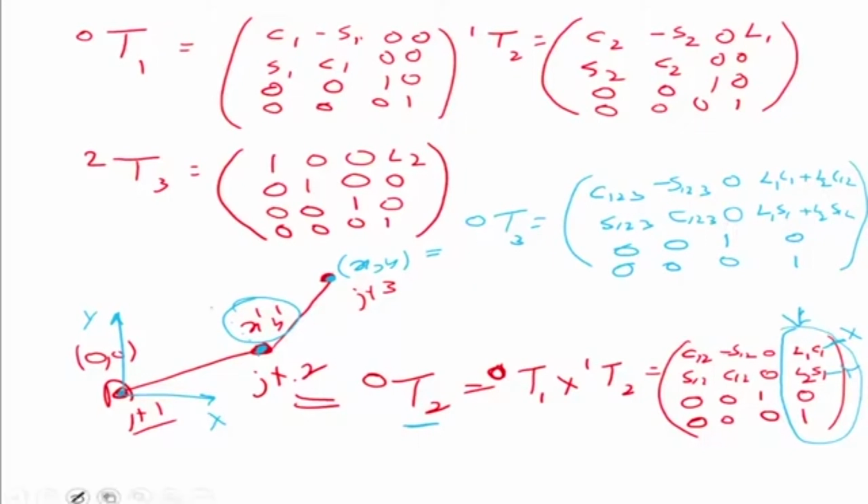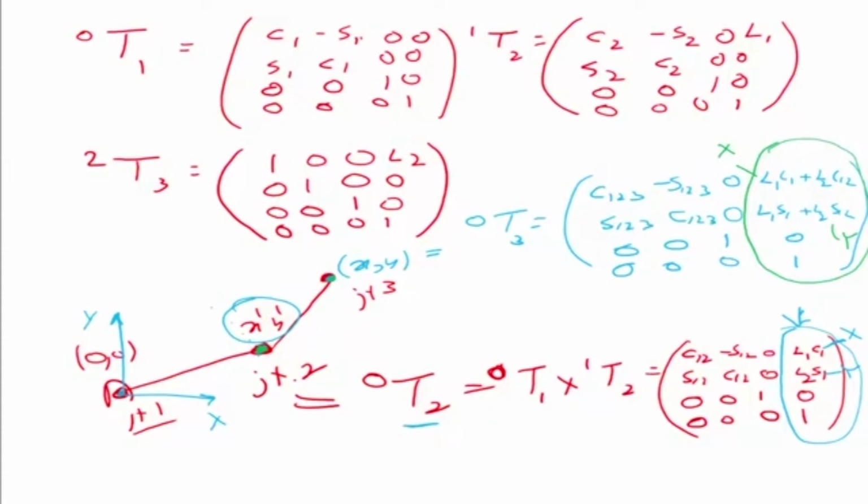Again, what we see is that the last column here gives me the x coordinate, and this one gives me my y coordinate. So by using this transformation matrix and looking at the last column of it, we can find the coordinate of this point and the coordinate of this point. So this is the use of the transformation matrix, which can also be used for simulation now.